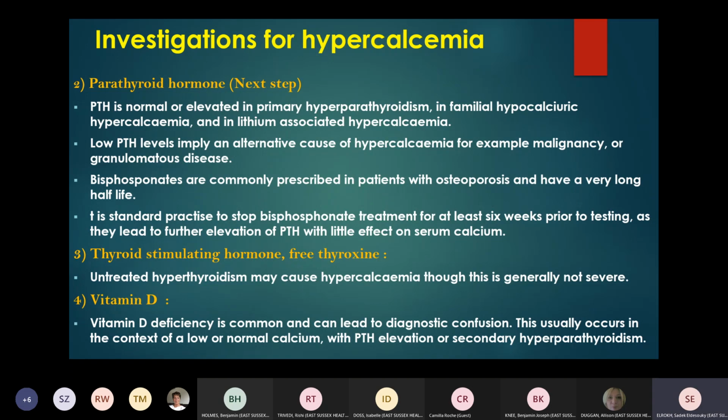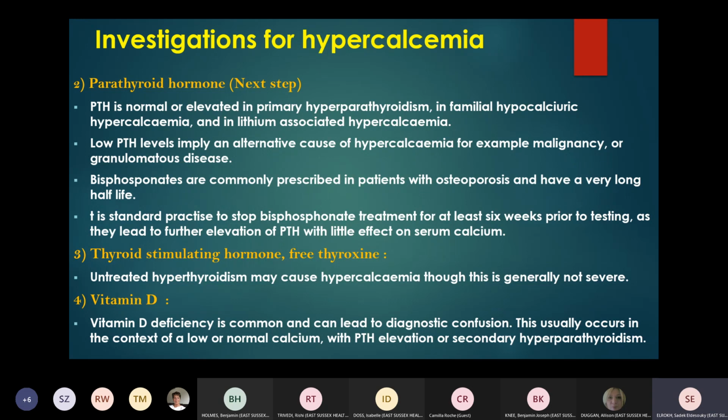How to differentiate between primary hyperparathyroidism and familial hypocalciuric hypercalcemia? By doing the calcium creatinine ratio. If it is less than 0.02, this is familial hypocalciuric hypercalcemia. So again, parathyroid hormone is a very important blood investigation to be done next to, or after, the basic investigations.